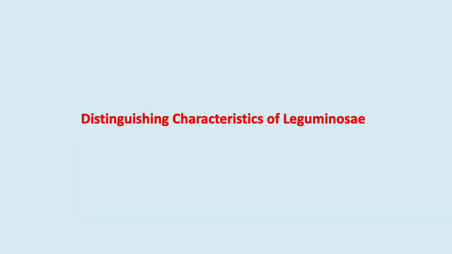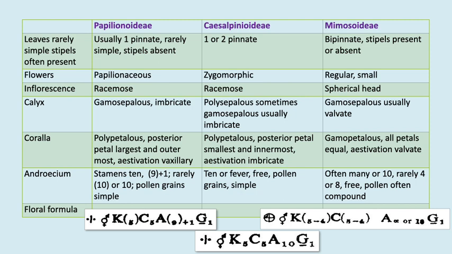Now considering the distinguishing characteristics of the three subfamilies of the Leguminosae. In Papilionoideae, leaves are usually unipinnate, rarely simple, stipules are present. In Caesalpinioideae, leaves are uni or bipinnate. In Mimosoideae, bipinnate, stipules are present or may be absent. Flowers are papilionaceous in Papilionoideae, zygomorphic in Caesalpinioideae, and regular with small flowers in Mimosoideae.